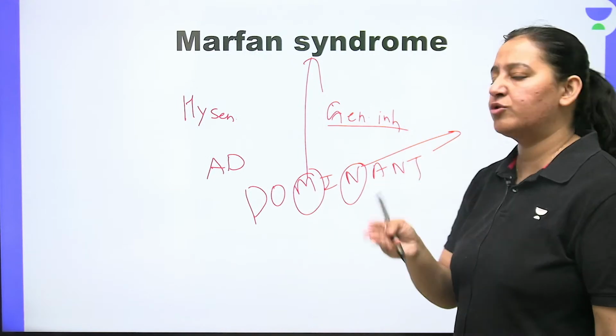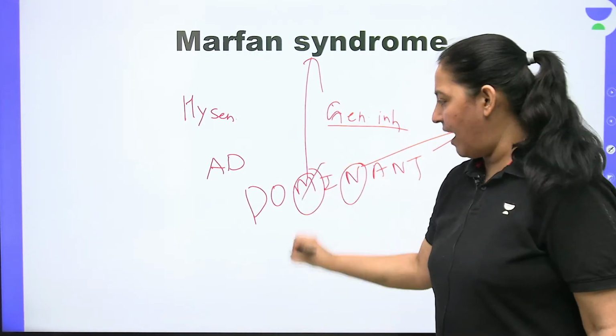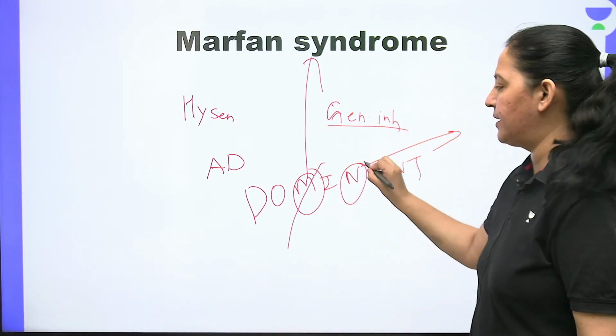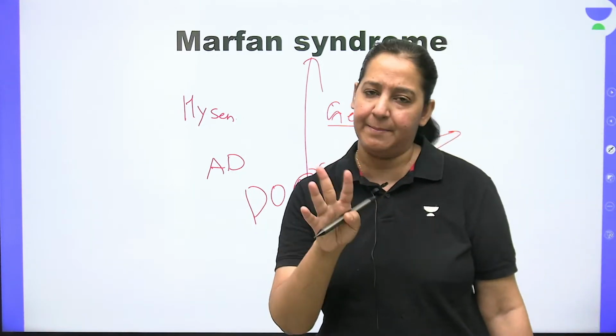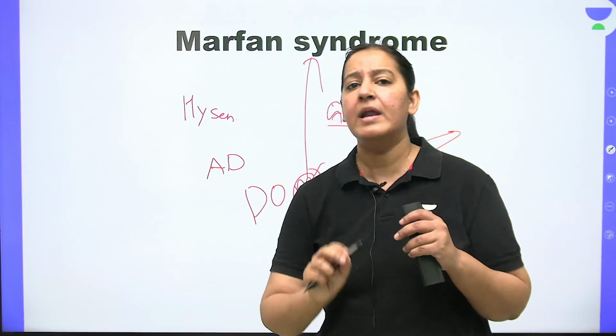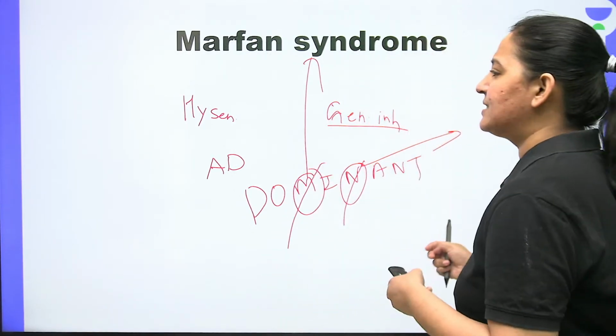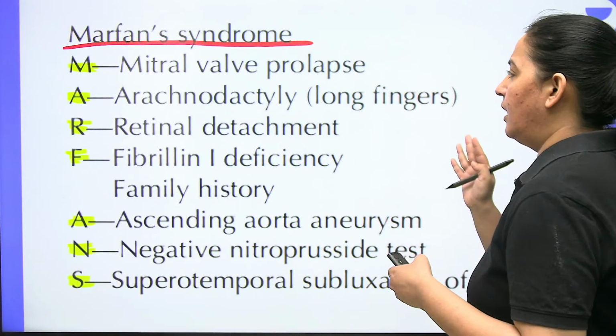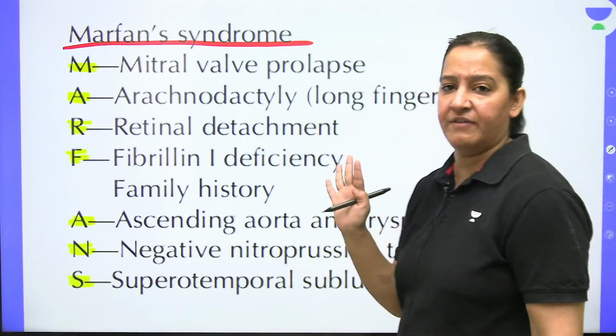So next I'm going to give you three mnemonics. One of Marfan and two of neurofibromatosis type 1 and type 2. And then we will solve the polls based on these three mnemonics, one of Marfan and two of neurofibromatosis. Let me start with Marfan.